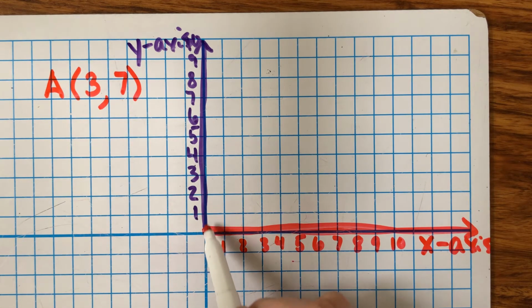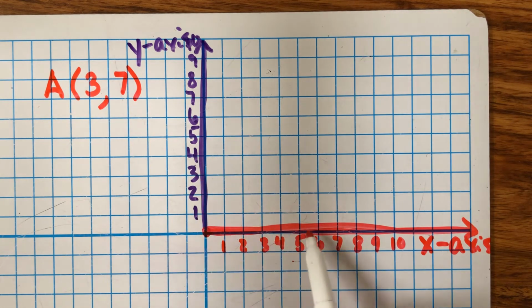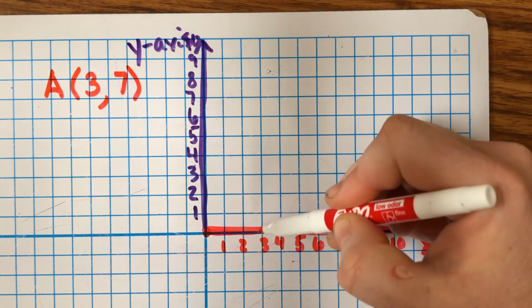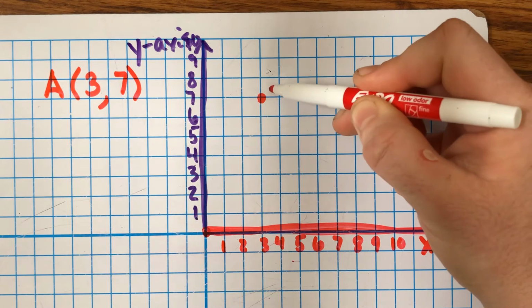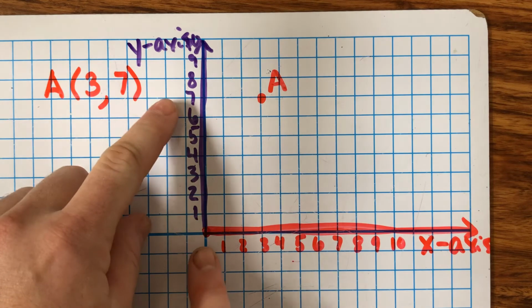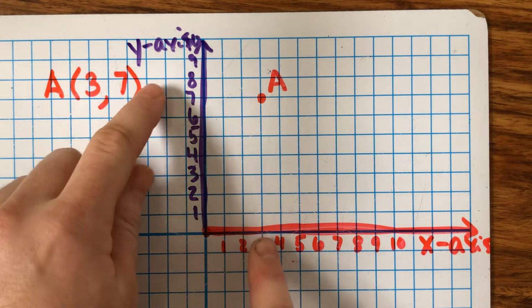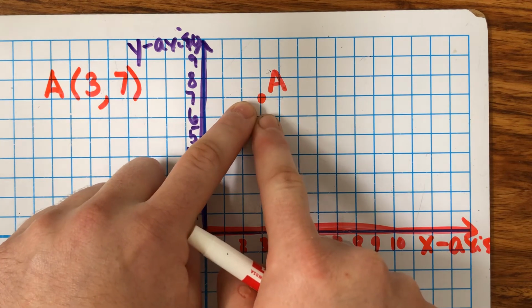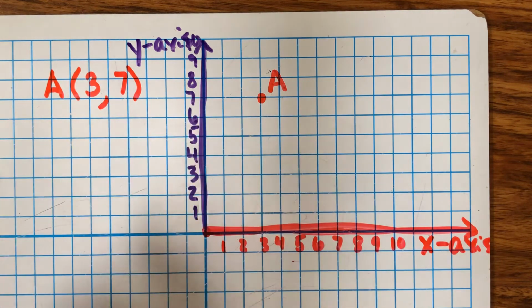Are we going to go up 3 or are we going to go over 3? Well, 3 is the x-axis, remember, so we're going to go over 3. And then are we going to go up how many? 7. So we'll go over 3, up 7, and A is right there. Again, you can find 3 on the x-axis, 7 on the y-axis, and drag your hands or your fingers until they reach your point. So let's do another one.